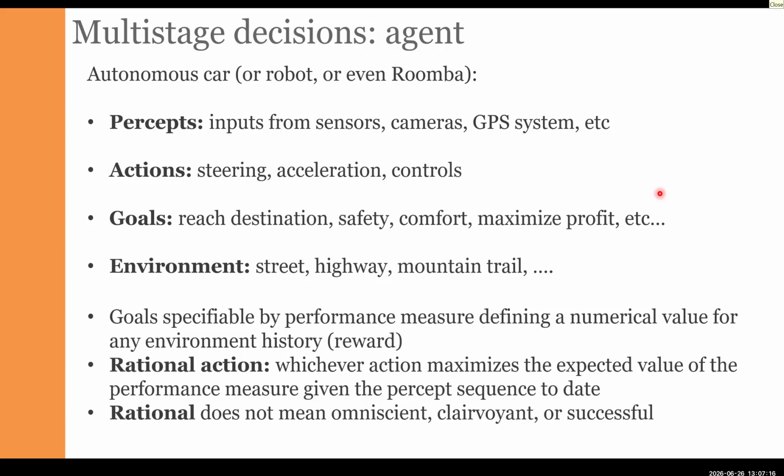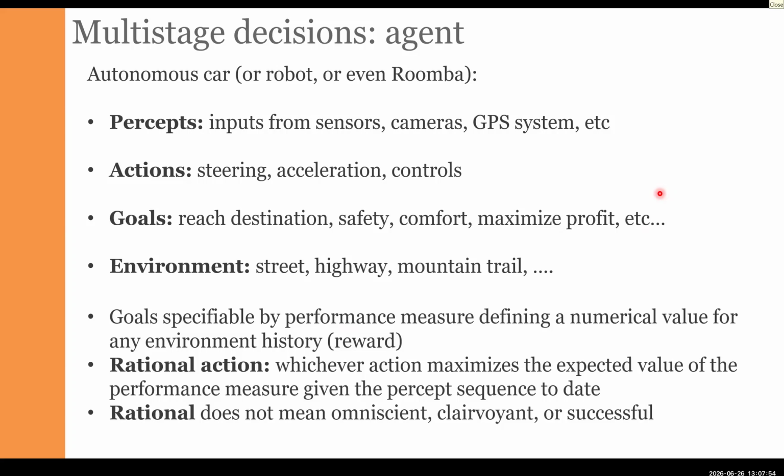So anyway, going back to multi-stage decision-making, this is a field that was actively developed in the 80s and 90s, typically by people like Norvig and company. And the idea was, in all cases, the same. You have a system that interacts with the external environment. The system has inputs from sensors, cameras, GPS, and so on. The system can take actions, which are steering, acceleration, control, and it has some goals, something that it wants to accomplish.